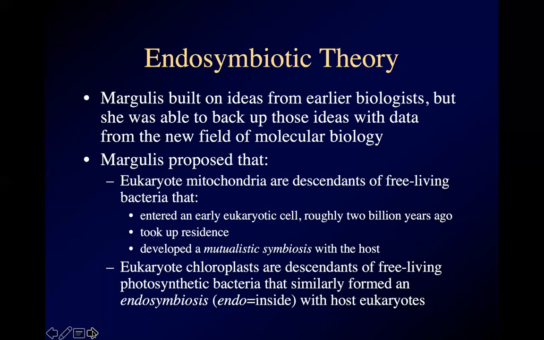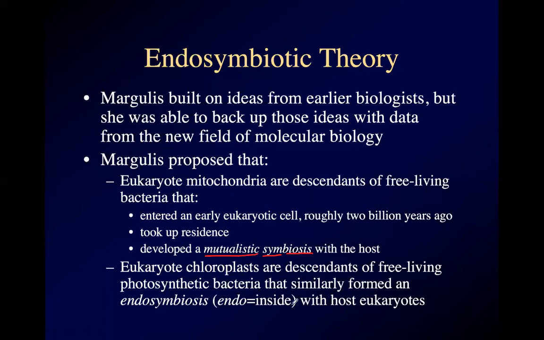This type of relationship, by the way, is called a mutualistic symbiosis. Symbiosis means living together. Mutualism is a type of symbiosis where both partners benefit. The same, Margulis said, was true for chloroplasts.